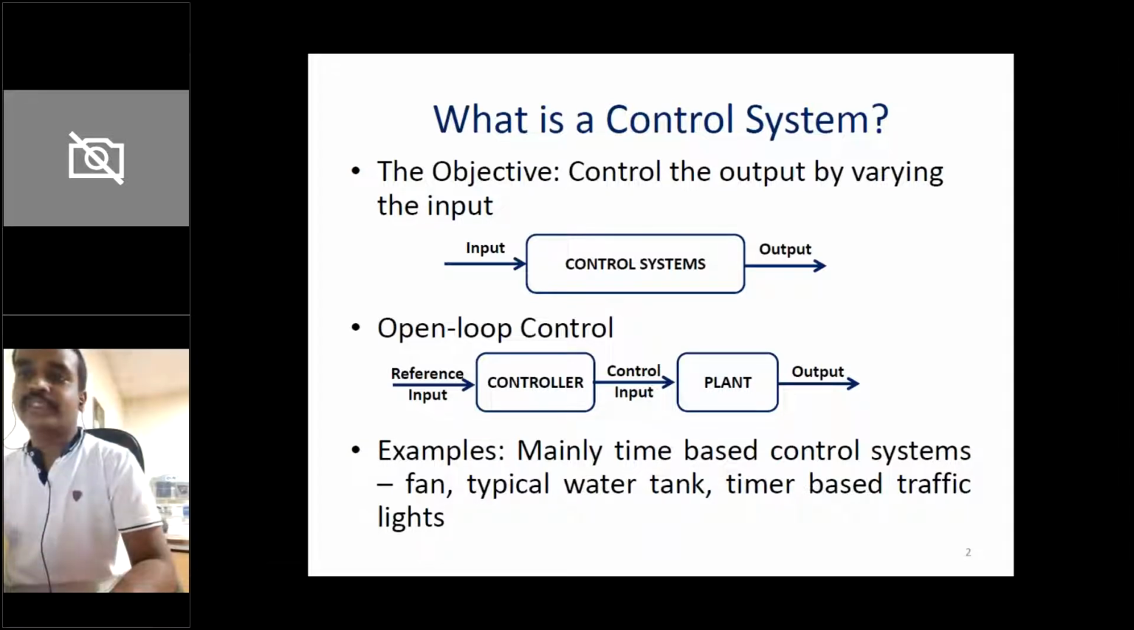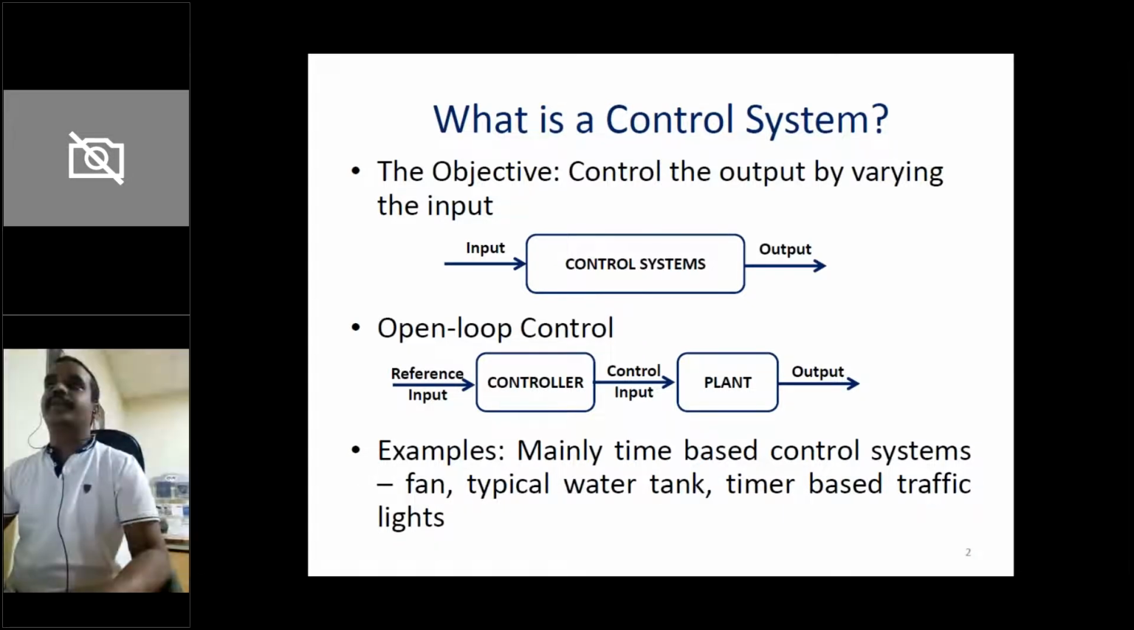For example, if I want the reference speed of 1500, the input voltage should be 150, or so on. So that is called a static control, feed forward control, or open loop control. If I know the exact relationship between the input and output, then there is no need of the feedback.